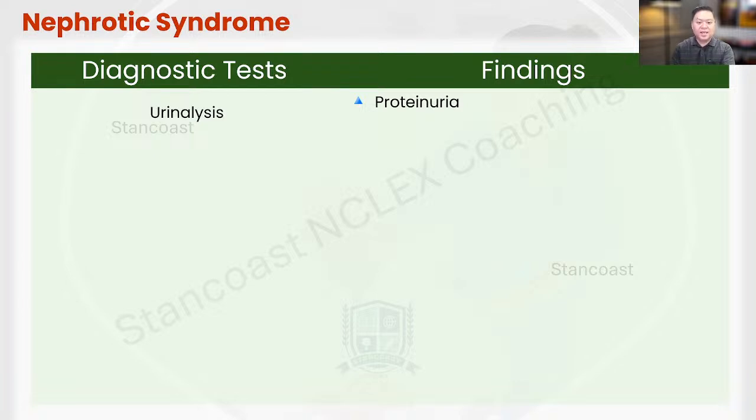Okay? Now, this is going to be the first classic manifestation. And so don't get confused. We will make this much easier. And so another testing that you will be expecting, or another significant finding that you will see with the urinalysis, is the presence of blood, especially microscopic red blood cells, right?